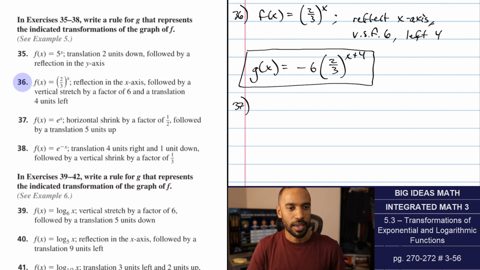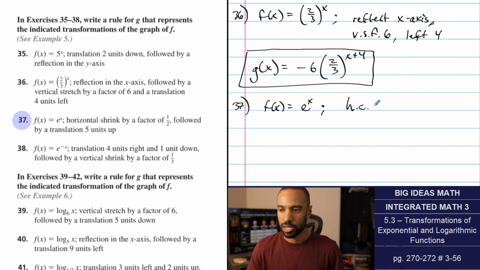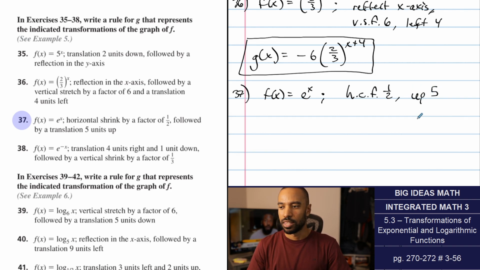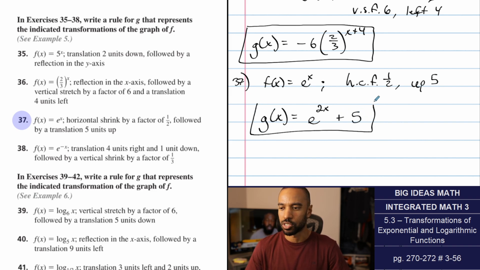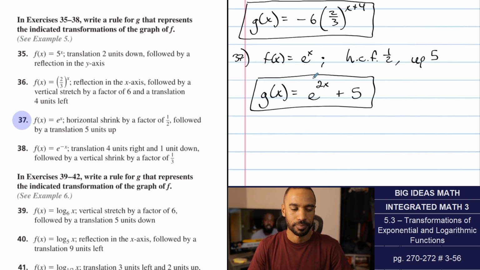Number 37, f of x equals e to the x. We are going to horizontal shrink, horizontal compression by a factor of 1/2, followed by a translation 5 units up. Up 5, up 5. Once again, these two won't affect each other in any sort of way. A horizontal compression by a factor of 1/2 means you actually have to double your x's because x are going to be half of what they were before. And then the plus 5 comes outside of here. There's the up 5 followed by like that.